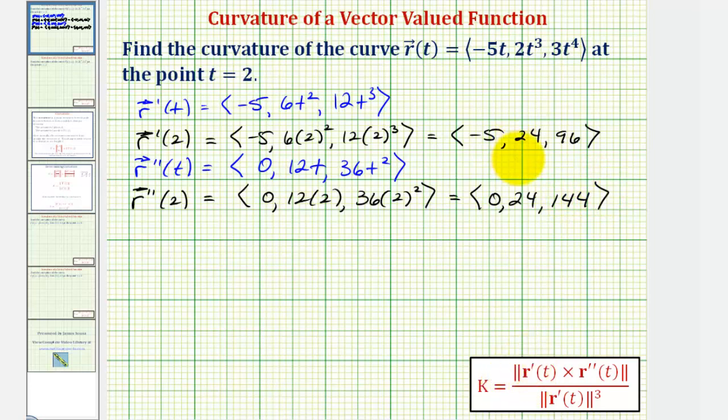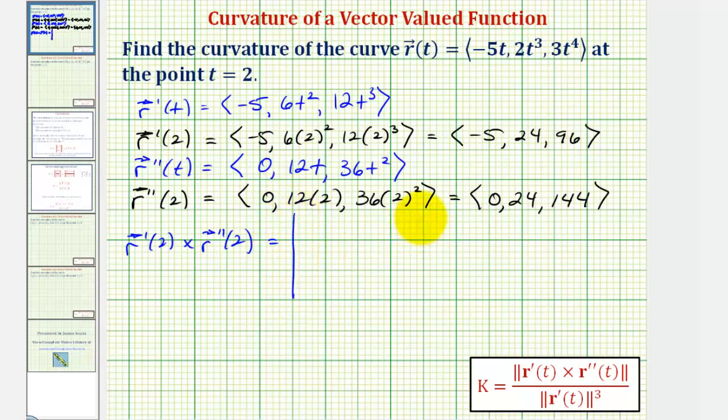So now we'll find the cross product of these two vectors. So we'll have r prime of 2 crossed with r double prime of 2. And we'll go ahead and find this cross product using a 3×3 determinant and expansion by minors.